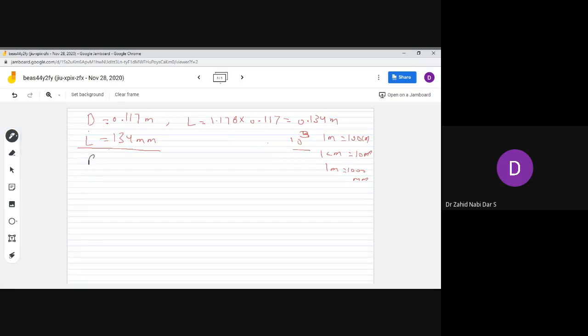It is asking for the radial ducts. So what are the radial ducts? See, now we are seeing the length of the core is exceeding 134 millimeter.